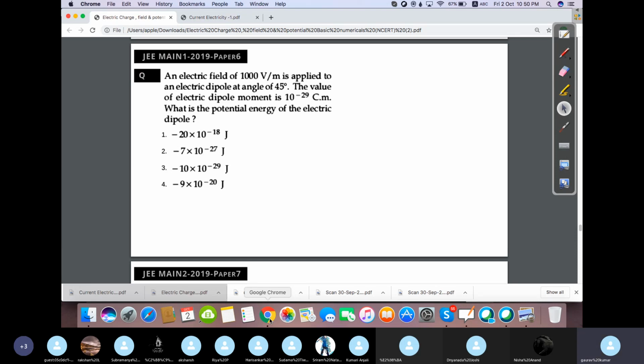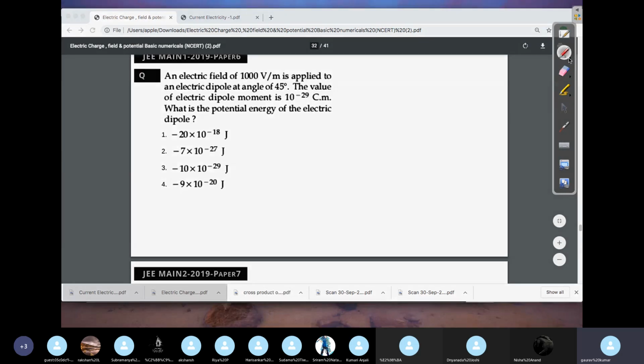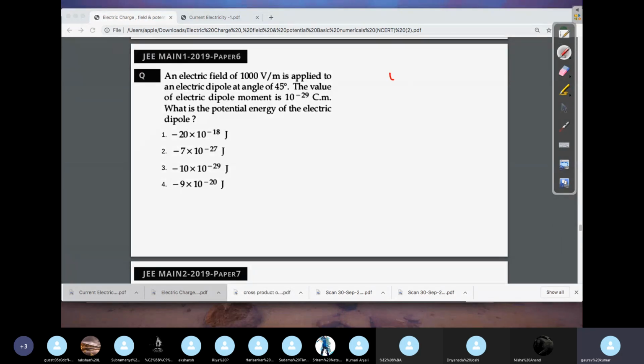What is the energy formula? Just now I told all of you, right? U at theta is just minus P dot E. अब क्या चाहिए तुम्हें भाई इसमें? देखो, minus P E cos theta. P value भी दिया हुआ है 10 to the power minus 29. E value भी दिया हुआ है 10 to the power of 3. And cos 45 degree होता है 1 by root 2. 1 by root 2 is 0.707 होता है.